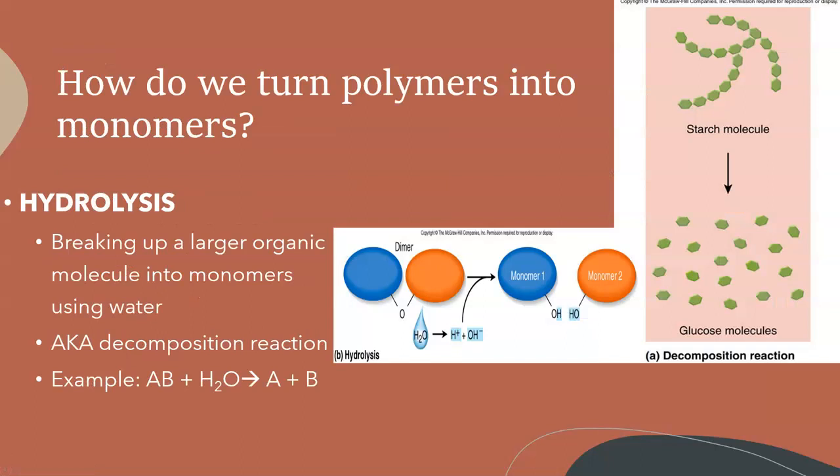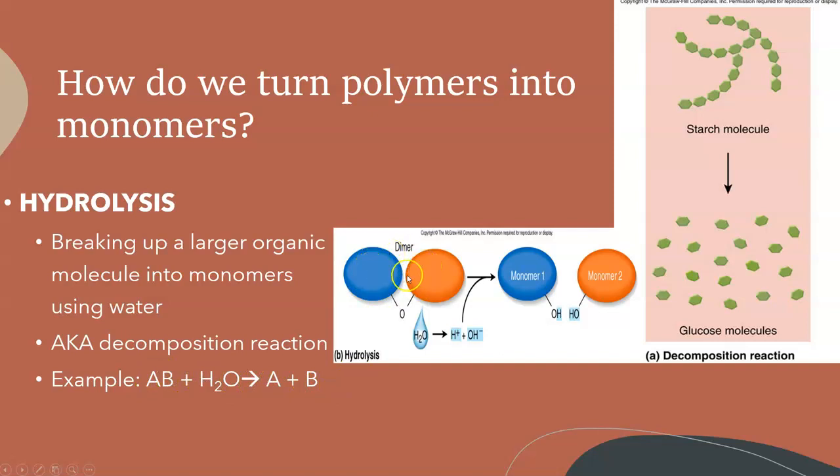Okay, how do we turn polymers into monomers? So how do we cut them up, essentially, right? That's how you have to do it. You start with a starch molecule, and you end up with a bunch of glucose molecules. We do that by hydrolysis. Lysis means to cut. Hydro is water. And so that's exactly what it is. It's a breaking up of larger molecules into monomers using water. It's also called a decomposition reaction. The example, you have AB, you add water, you get A plus B.